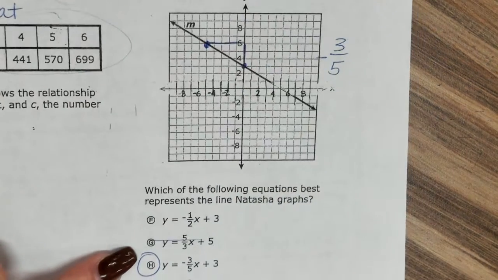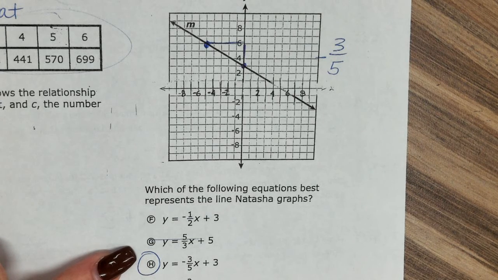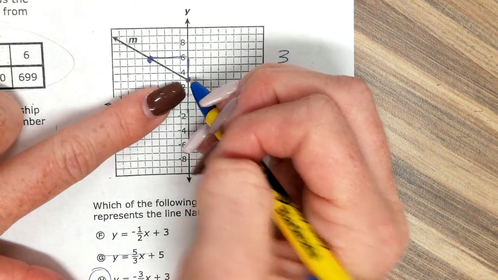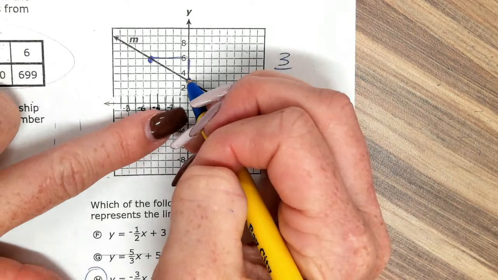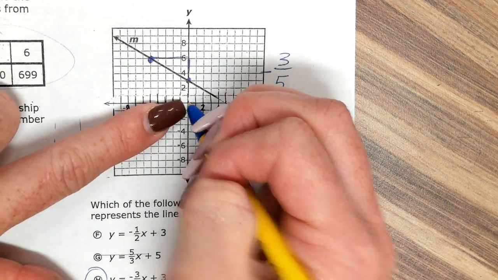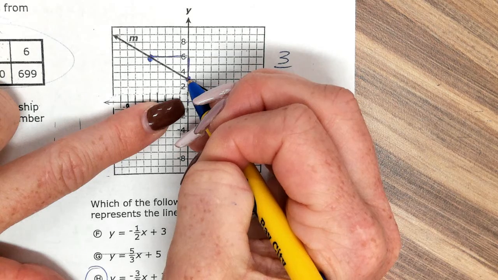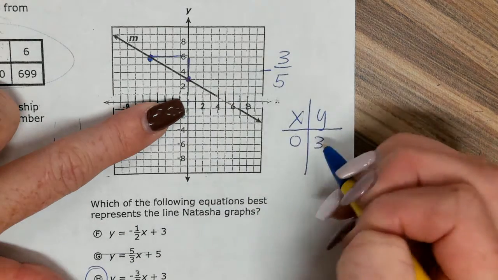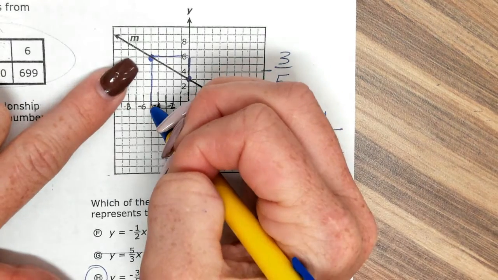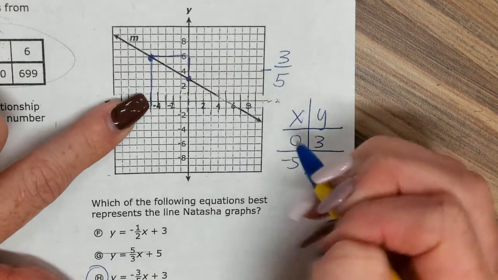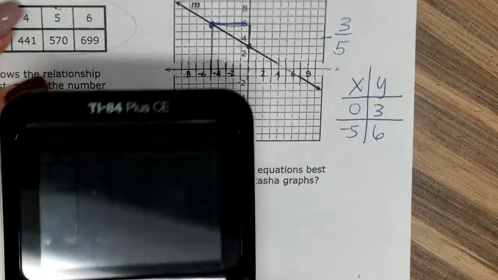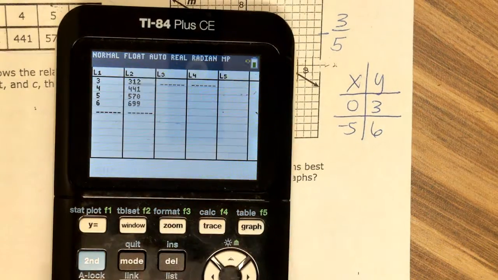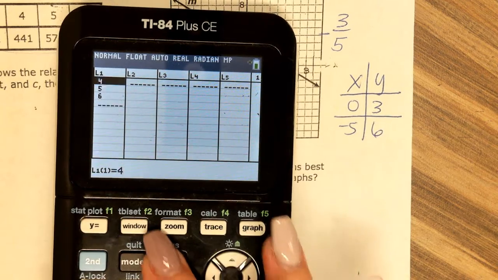Could I have done stat? But what do I need to do to use stat? I need 2 coordinates. So I would have to make a table and get at least 2 coordinates. What's the x value here? 0. What's the y value? Okay, what's the x value here? Negative 5. What's the y value? 6. If you have 2 coordinates, you can go to stat, edit, and put your 2 coordinates in.